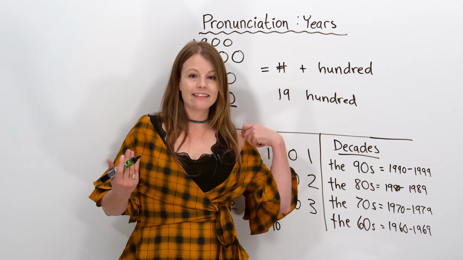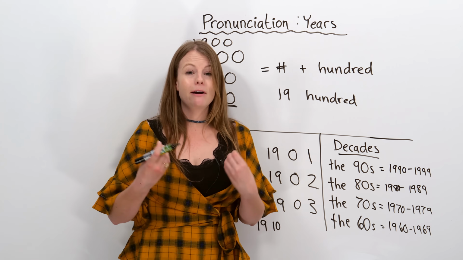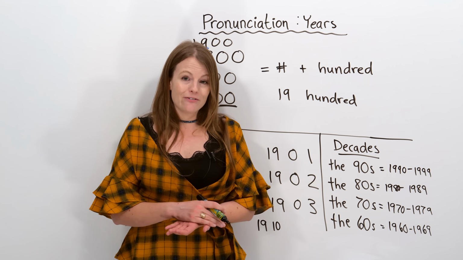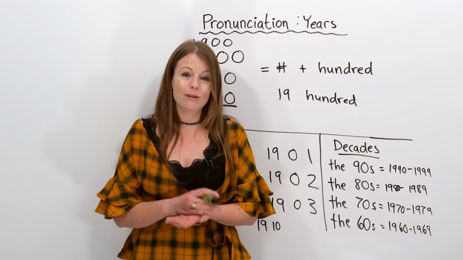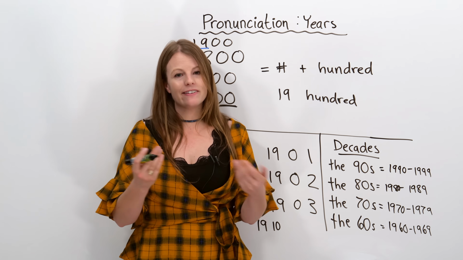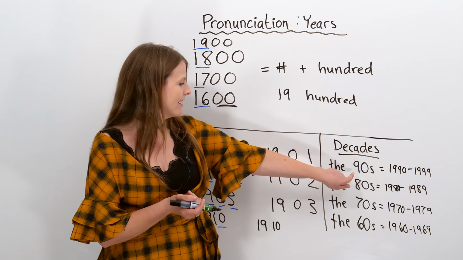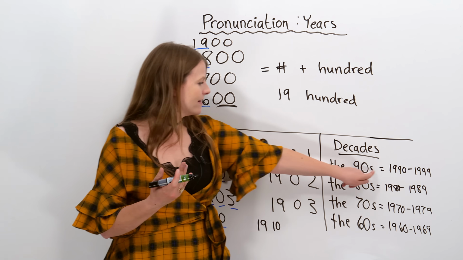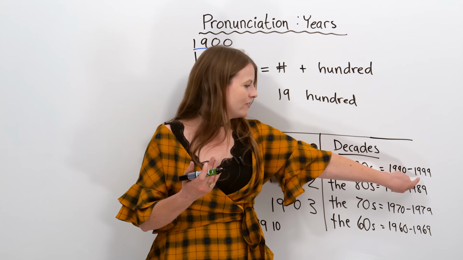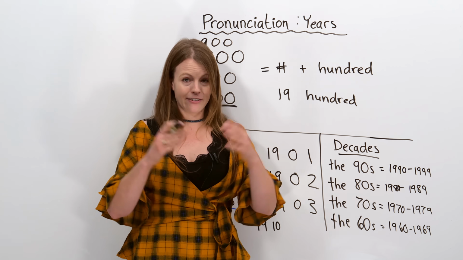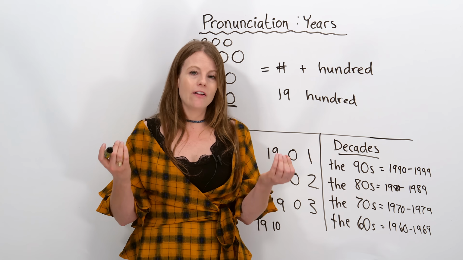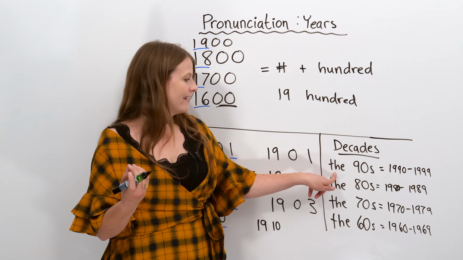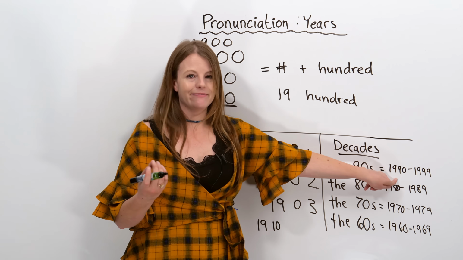So now let's get to the exciting part, talking about decades. So we often talk about different time periods. We often talk about what it was like to live in the 1990s. How do we call this period, 1990 to 1999? What do we call that as a whole? We call that decade the 90s. So you can say the 90s and it means this period.